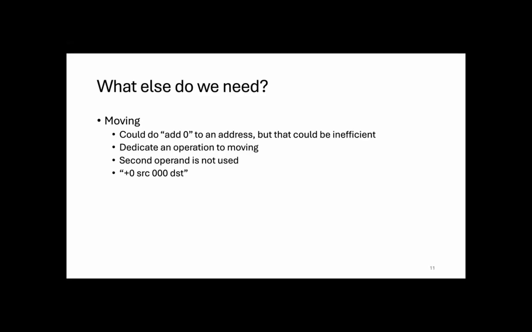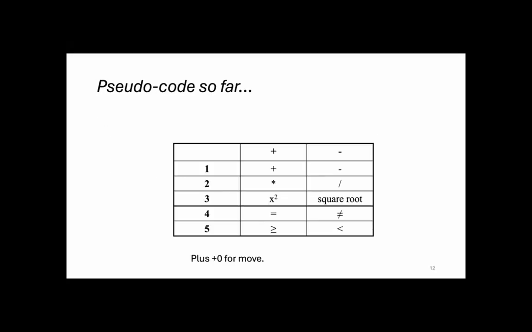And in that case, we don't need 3 operands. We just need 2, which is the source and the destination. So we're going to use the source and then 3 zeros because it's an empty location. And then we're going to have the destination. So when you see an instruction in the format, we know that this is a move instruction. So let's look at our pseudocode so far. We have all those operations, 1, 2, 3, 4, 5 operations here representing the different arithmetic operations, and then we're going to add the +0 to represent the move operation.